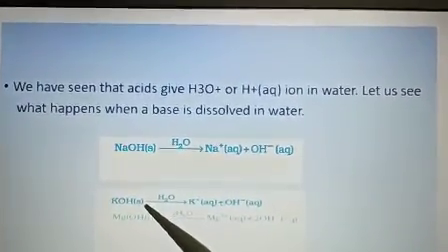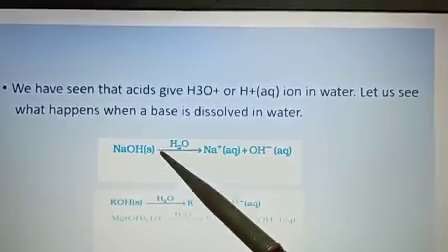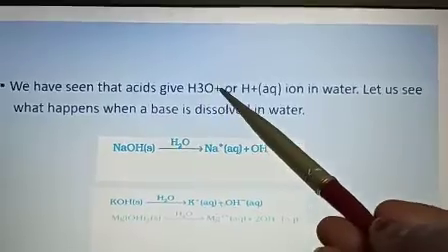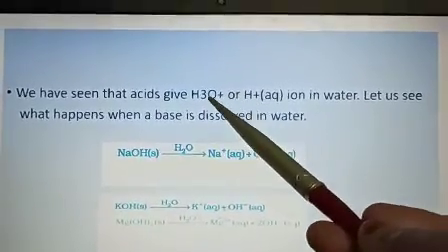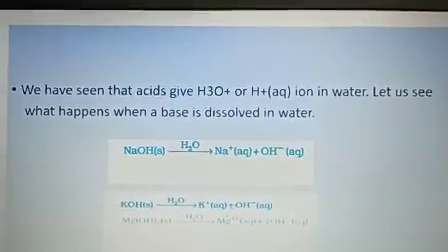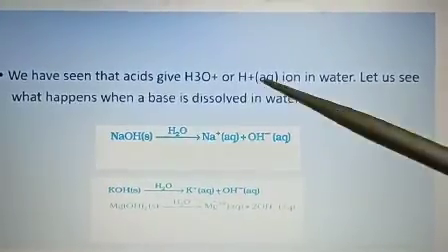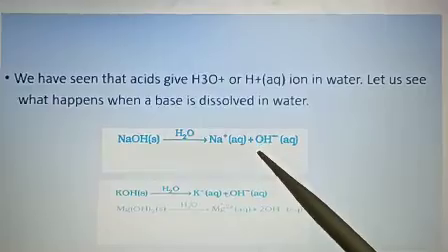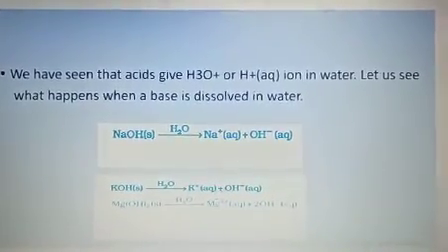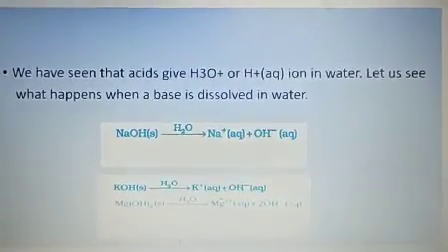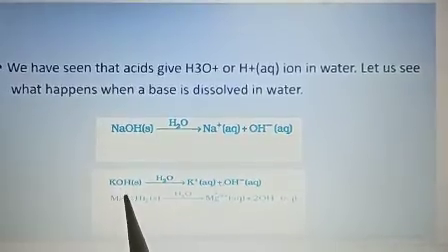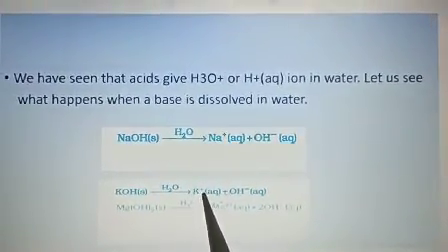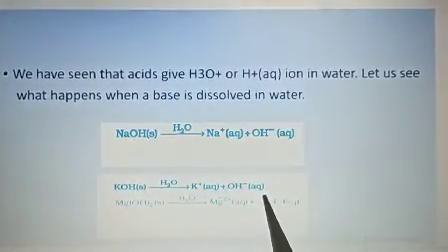In the same way, as it happens in case of the acids, that acids dissociate into H ions or H3O hydronium ions only in presence of water, in the same way bases also, when dissolved in water, then only dissociate into hydroxyl ions or the OH ions. The same happens with KOH. You can see here that presence of water is shown here. K plus ions plus OH minus ions.